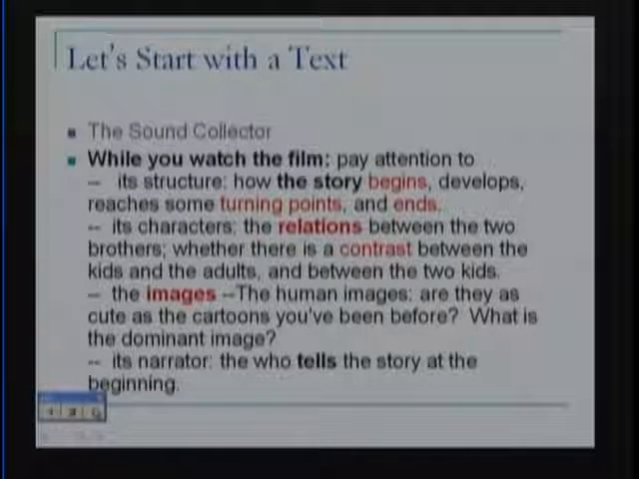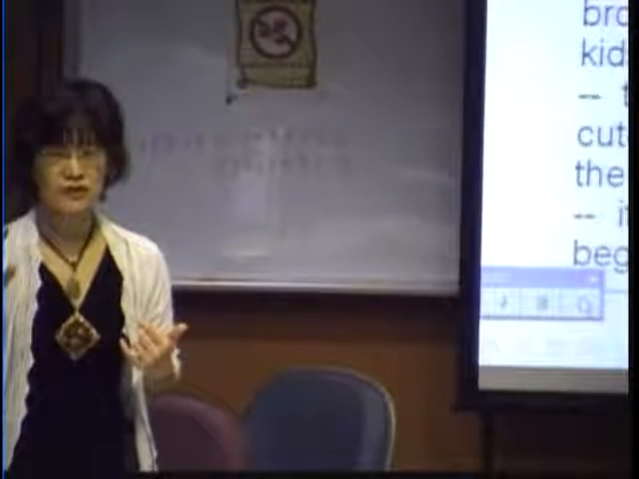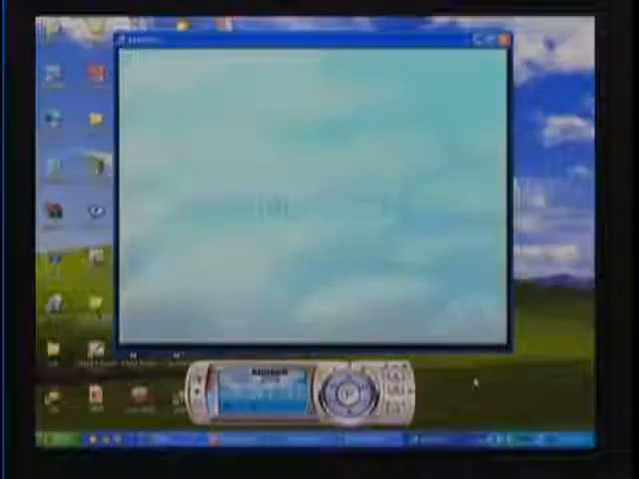And of course, you can also pay attention to the visual images used to present the setting and the characters. And finally, maybe you can also pay attention to the narrator of the film, the narrator, 叙述者, who is telling the story, and what position this storyteller takes. So these are the elements. We're not watching the film just for fun, so I hope that you pay attention to the details. Let's take a look at the animation now.